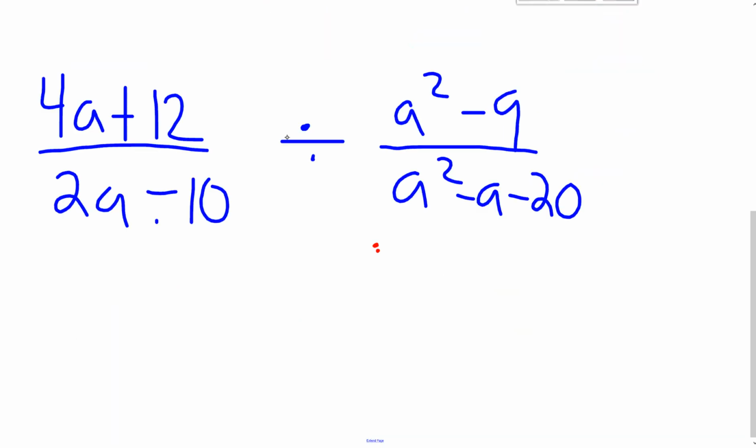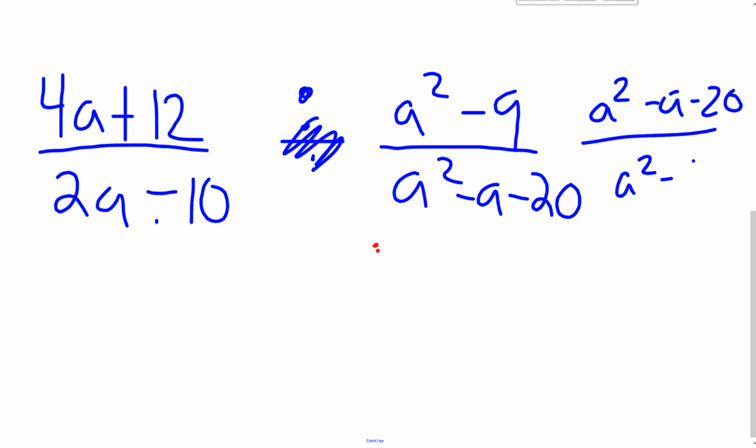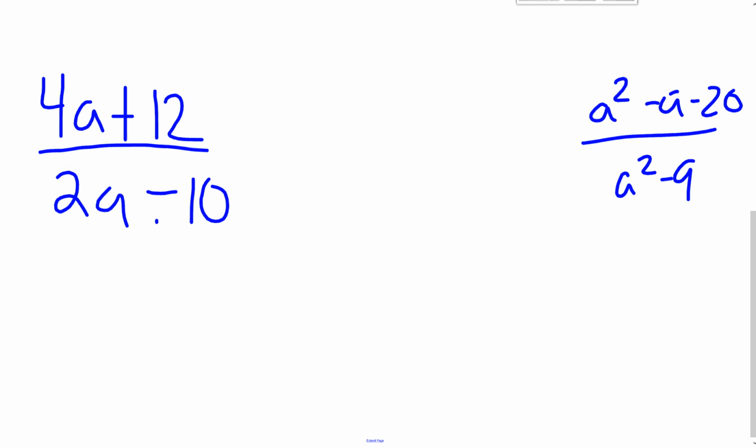So then here's another one. So here again, dividing, I can change that to multiplication if I just flip the second fraction: a squared minus a minus 20 over a squared minus 9. So now that thing's done. Might as well just delete that, right? Get rid of that. Now it's just multiplication. So now, again, when I do this, I want to factor everything. So I can factor out a 4 here, so I get a plus 3.